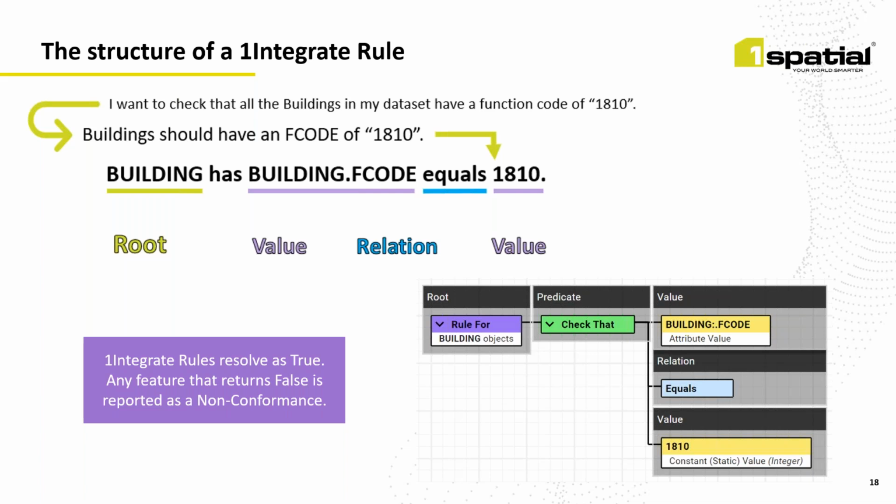So for example, if we had 100 features in our building data set, 99 of them had the code 1810, but one had, let's say, 1910, you would receive one non-conformance, and it would pinpoint very accurately which of those features did not conform to your data quality rule.